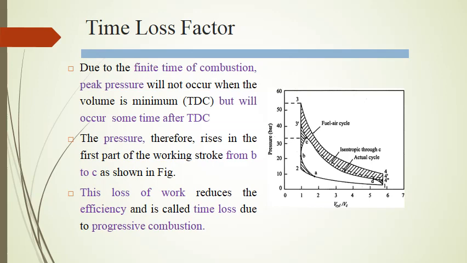The result of the finite time of combustion is that the peak pressure will not occur when the volume is minimum, that is when the piston is at top dead center, but will occur sometime after top dead center. The pressure therefore rises in the first part of the working stroke from B to C as shown in the figure. The point 3 is basically showing you the state of gas had the combustion been instantaneous, and an additional amount of work equal to the area shown would have been done. This loss of work reduces the efficiency and is called time loss due to progressive combustion, or simply the time losses.